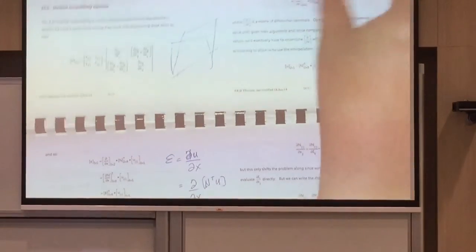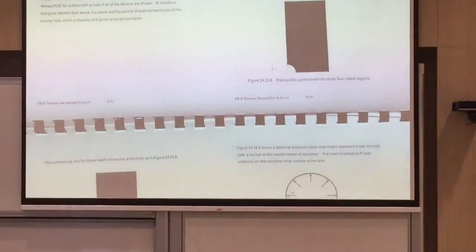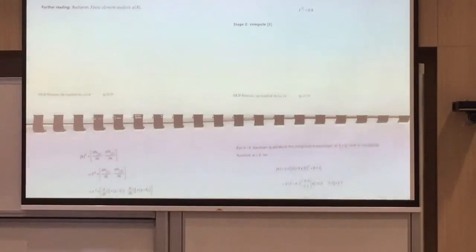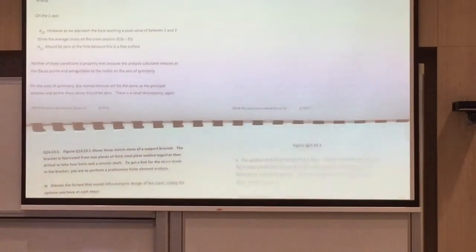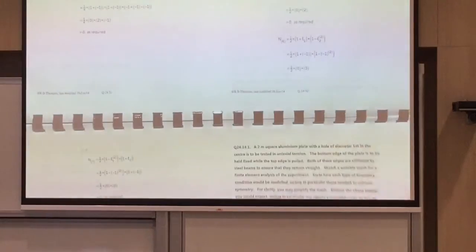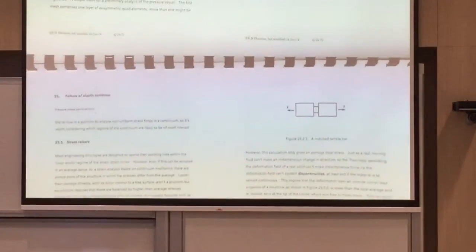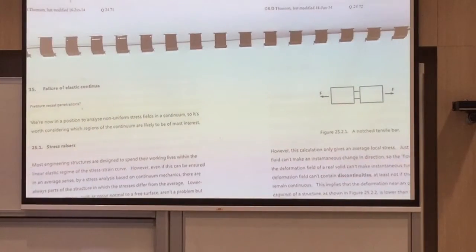So you have chapter 24, finite elements. I think that's not a problem anymore, since you have done the example. If you have done that, then there's no problem. The modeling procedure and so on. Chapter 25, failure of elastic continuum, effects of stress raisers and so on.